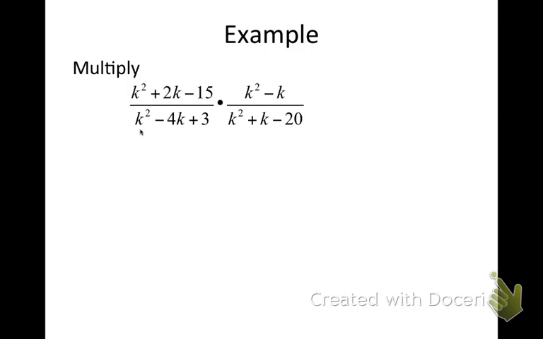k squared plus 2k minus 15 all over k squared minus 4k plus 3. Then we're going to multiply k squared minus k all over k squared plus k minus 20.